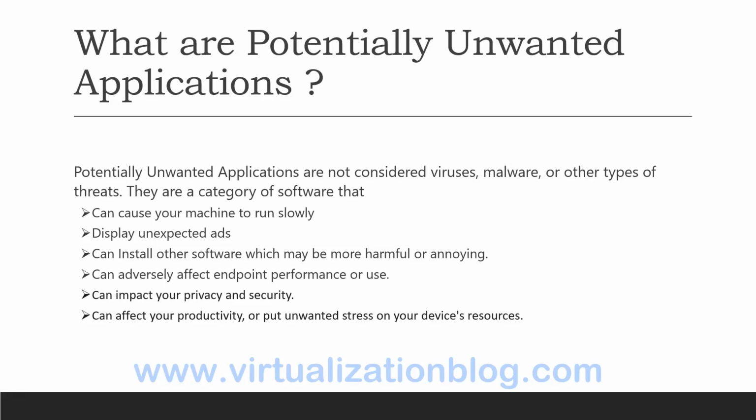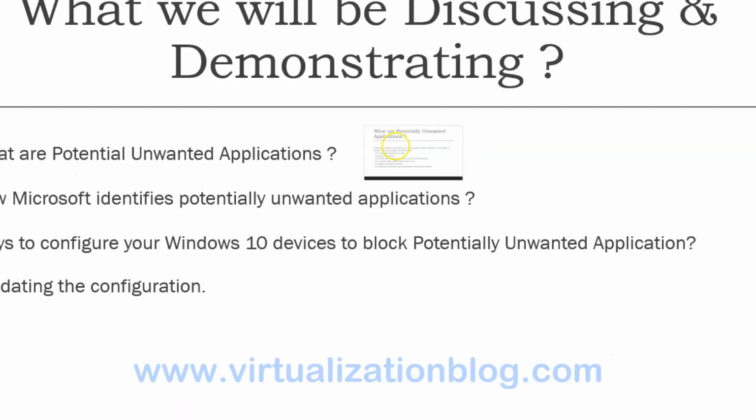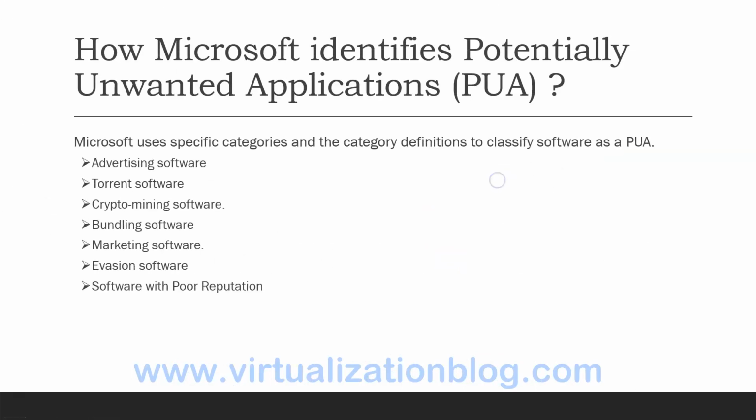As we're talking about Microsoft Defender, let's find out how Microsoft identifies whether the files you're downloading or executing are really potentially unwanted applications. Microsoft uses specific categories and category definitions to classify whether the software is a potentially unwanted application or not. It checks if the software is advertising software that can display advertisements, promotions, and can prompt users to complete surveys for other products or services, or can insert advertisements into web pages.